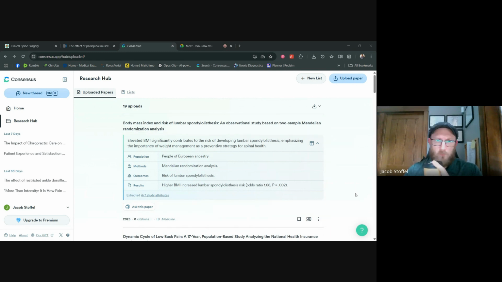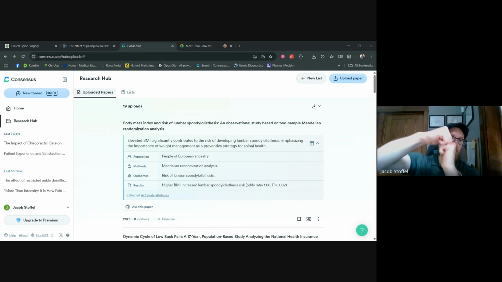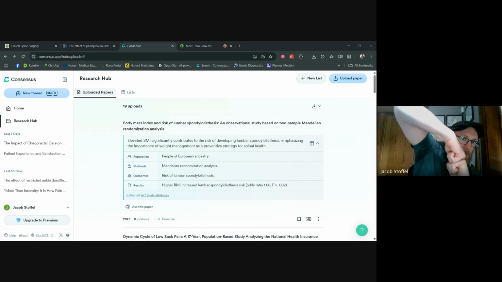Last one, body mass index and the risk of a spondylolisthesis. So this is where part of your spine, where I like to call it Lincoln logging together, that joint is disrupted, sometimes traumatically, where there's an actual fracture. Sometimes they don't completely grow together. There's a lot of reasons for that joint to be disrupted, which would allow for the actual vertebra.